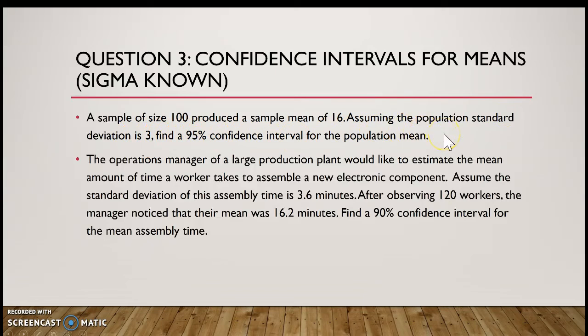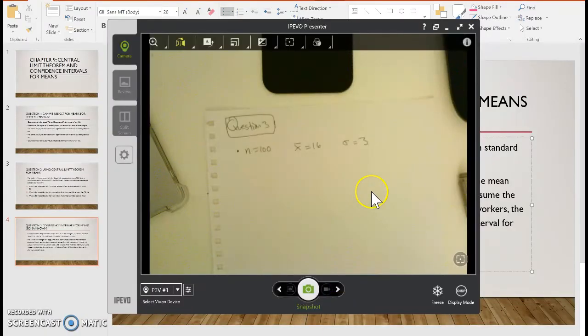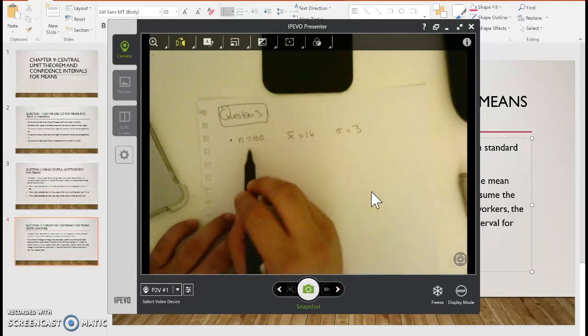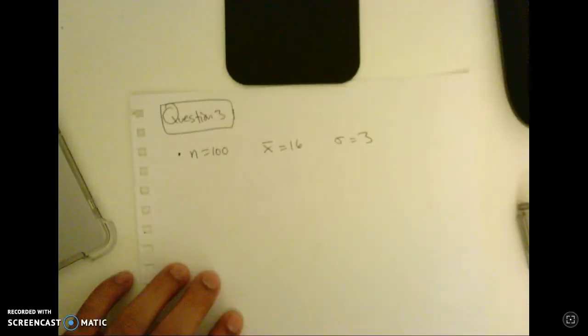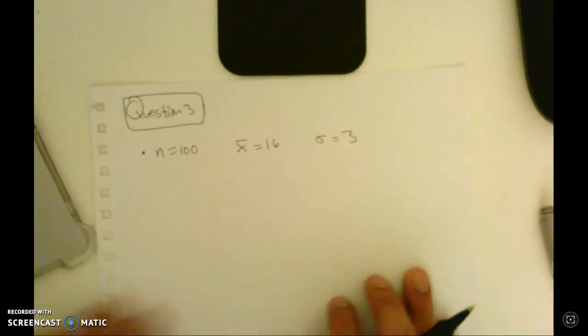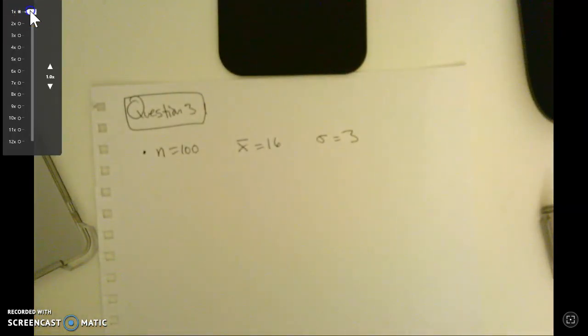Okay, so now we need to figure out what my confidence interval is in this case. What I did here was write down all the information: n is equal to 100, the mean is 16, and the standard deviation is equal to 3. So what I want to figure out now is the 95% confidence interval.